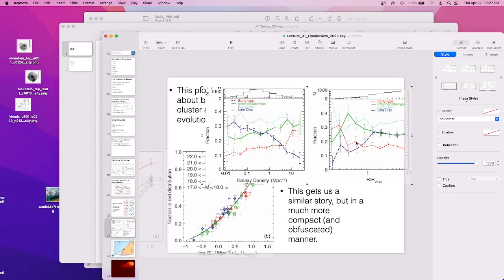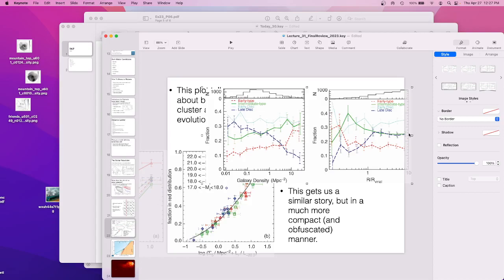So these two plots show us the distributions of various galaxy types within galaxy clusters as a function of density and as a function of position. So which matters more, density or position? Things get denser as you get towards the center. What this shows is that early type galaxies tend to be concentrated towards the center of the cluster, and late type galaxies tend to be concentrated towards the edge of the cluster. This is a running theme.